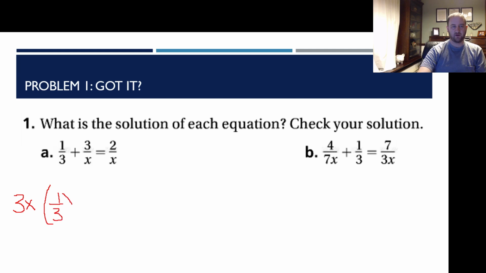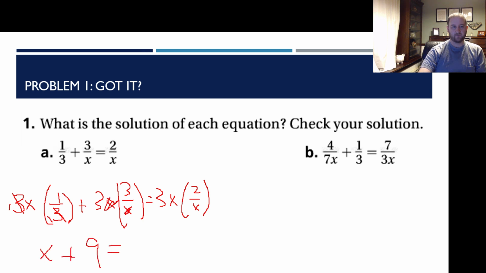So 3x times 1/3, 3x times 3 over x, and then equals 3x times 2 over x. Okay? When we do this, the 3 and 3 cancel out to 1 over 1, and then it's just x times 1, so it's going to be x. And here, our x's cancel out. So we get 3 times 3, which is a positive 9. And then here our x's cancel out. So we get 3 times 2 is 6. Now we're going to subtract 9 on both sides, and we get x equals negative 3. Okay.